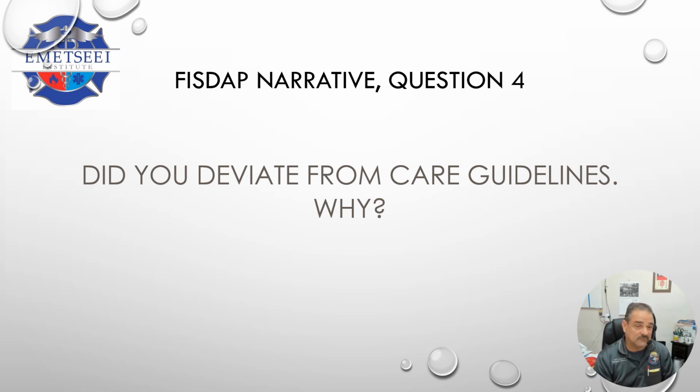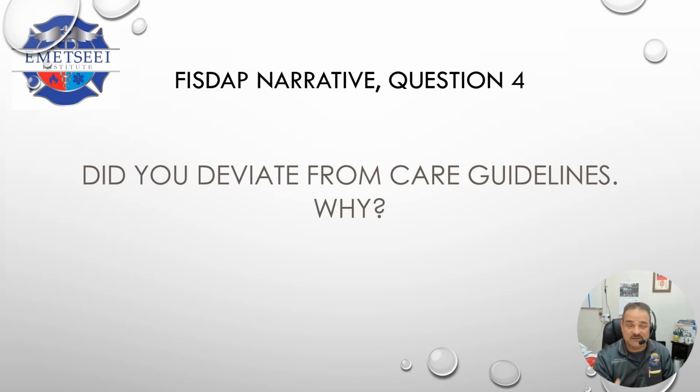If you gave the patient glucose and IV, and the patient says, oh yeah, I'm fine, I don't want to go to the hospital, take this IV out of me, I'm all good. So you undo the IV, you get a refusal, that's a deviation from guidelines. So I want to know why and what you did about it.